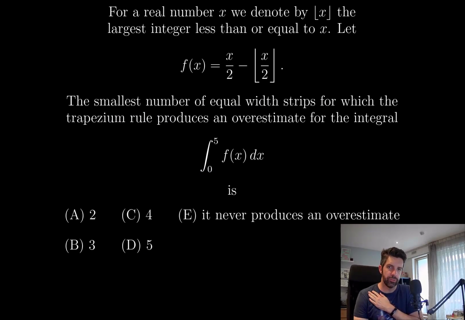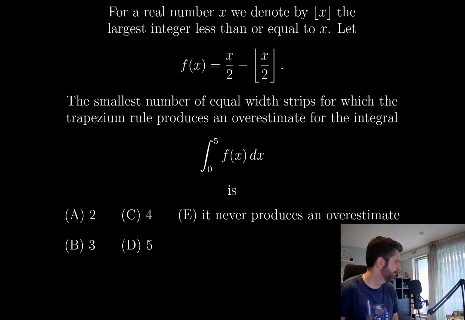For a real number x, we denote by floor x the largest integer less than or equal to x. Let f of x equal x over 2 minus the floor of x over 2. The smallest number of equal width strips for which the trapezium rule produces an overestimate for the integral from 0 to 5 of f of x dx is 2, 3, 4, 5, or it never produces an overestimate.